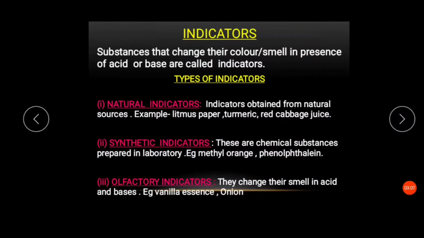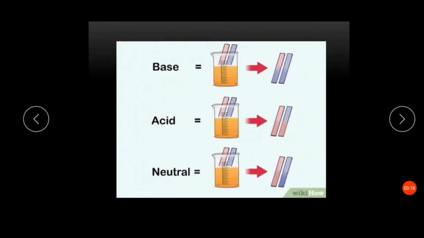Now we will study how all these three indicators change their color or smell in different substances like acid or base. First is the litmus paper. We will talk about bases. Here you can see a basic solution is taken in a beaker and red litmus paper and blue litmus paper are used. Now here is the result. Red litmus paper has changed into blue color, but the blue litmus paper is still the same. It means for basic substances, the red litmus paper changes to blue.